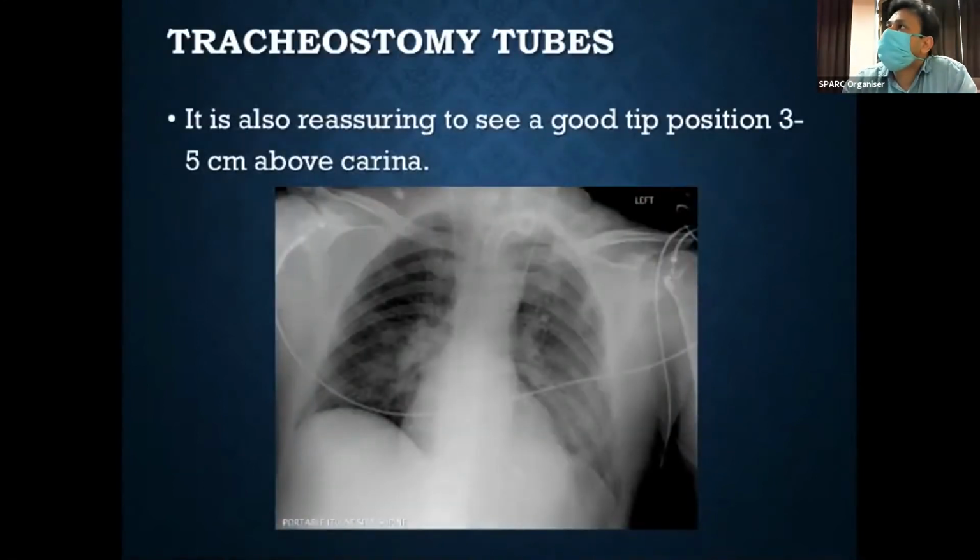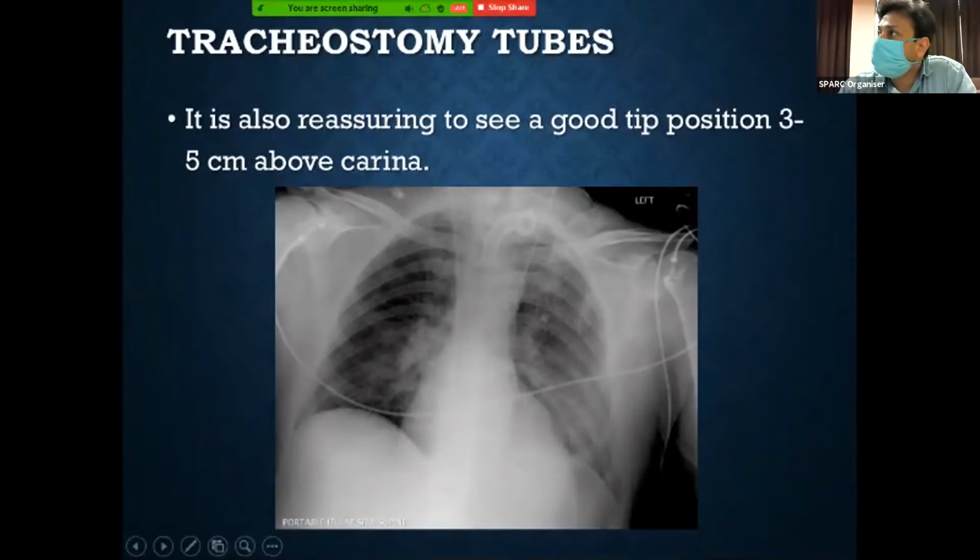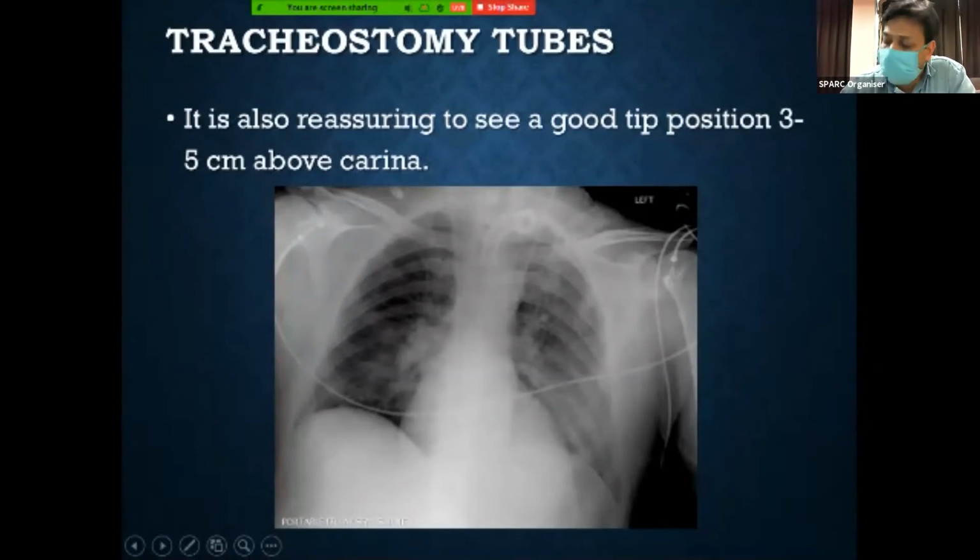Similarly, tracheostomy tubes should also be 3 to 5 centimeter above the carina. Like in this case, this is the tracheostomy tube, this is the lower end of the tracheostomy tube, this is the carina. So it should be 2 to 5 centimeter above the carina. It should not be going too much deep, too much down.